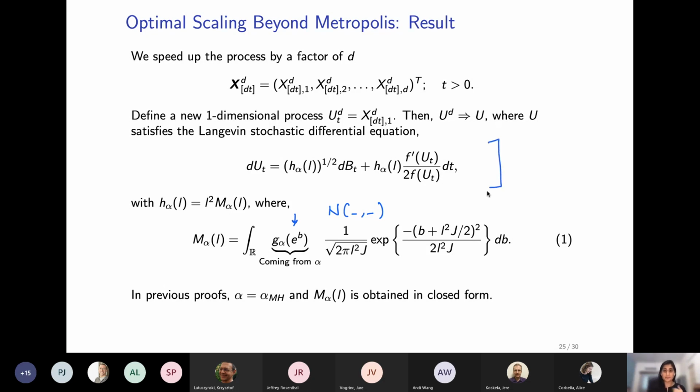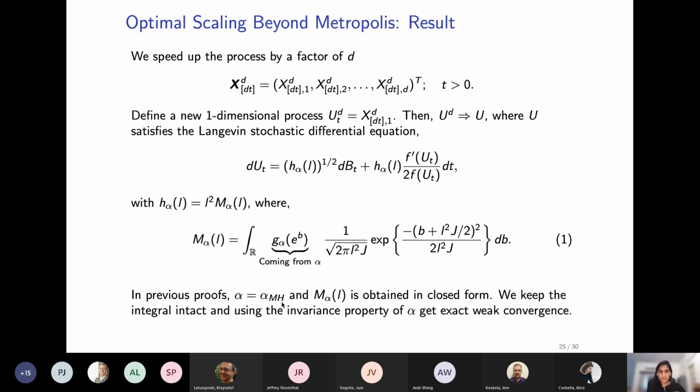Up until here, things may look familiar to you. What's really different is the form of the average acceptance rate, because that's where alpha comes in. In previous proofs, alpha was set to be alpha MH, and then M alpha was obtained in closed form, where I use closed form to mean it was obtained in a probit function form. So what we do in the proof is we basically keep the integral intact and don't even try to solve it. We do reach a point where it becomes a little bit difficult, but then we're able to use a few clever tricks using invariance of the acceptance function to get a reasonably straightforward result that retains exact weak convergence and gives us this particular average acceptance rate.